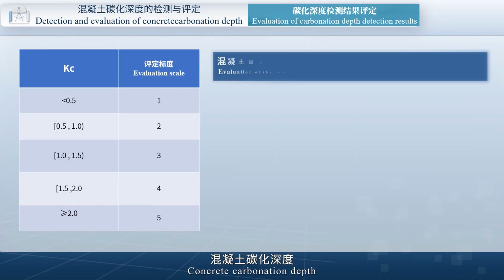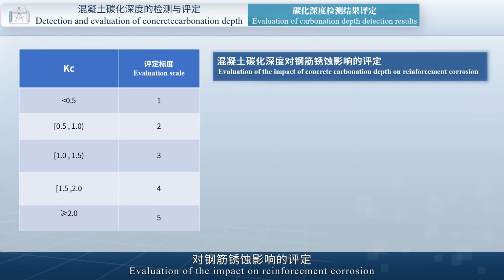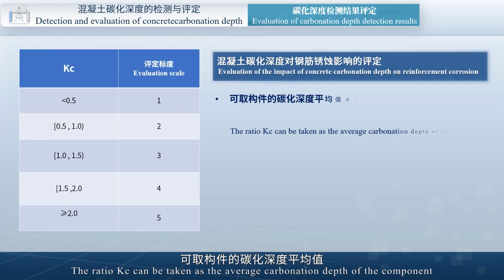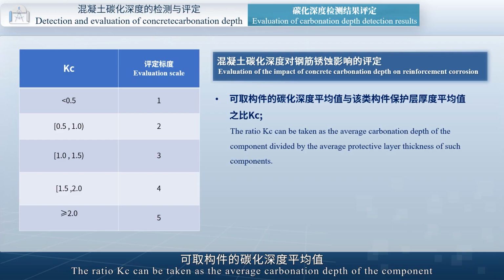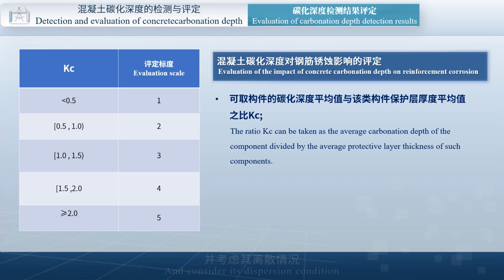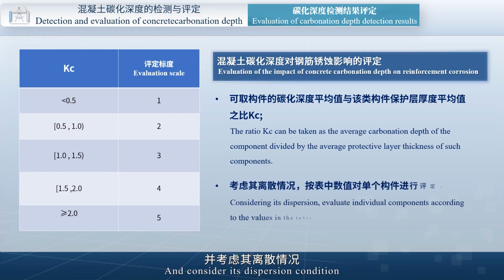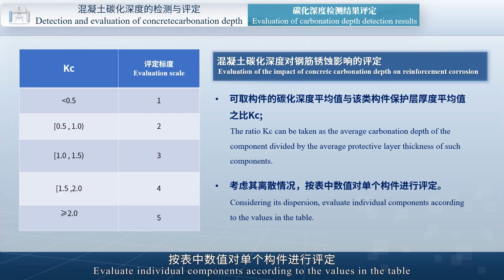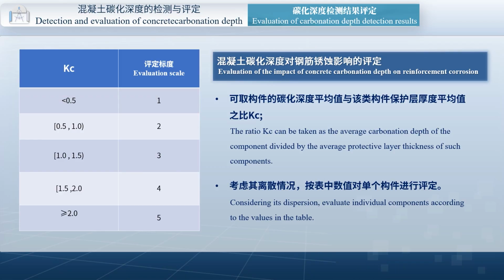Concrete carbonation depth: evaluation of the impact on reinforcement corrosion. The ratio Kc can be taken as the average carbonation depth of the component divided by the average protective layer thickness of such components, and consider its dispersion condition. Evaluate individual components according to the values in the table. If Kc is less than 0.5, the evaluation scale is 1.